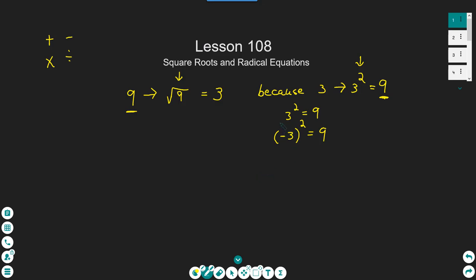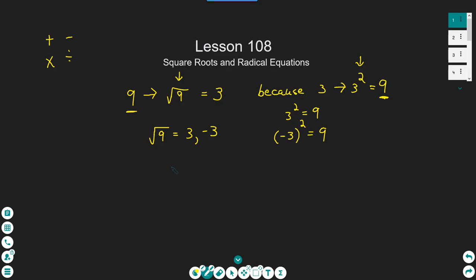So do you see how, in fact, you could make the argument that the square root of 9 might have two different solutions? The square root of 9 might in fact equal a 3 because 3 times 3 is 9, but it could also equal a negative 3 because a negative 3 times a negative 3 is also a 9. So this kind of proposes a problem. Which solution is the one that we want?